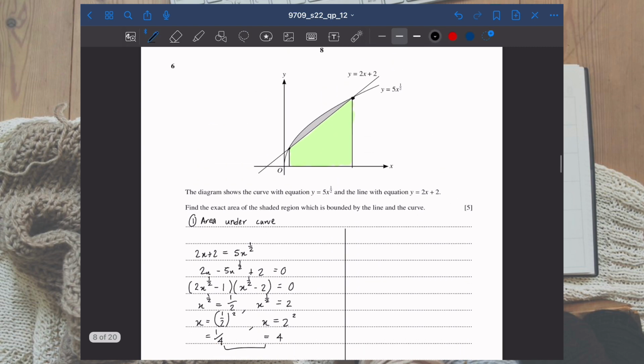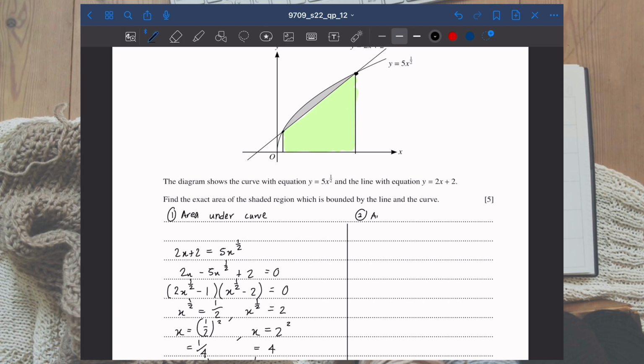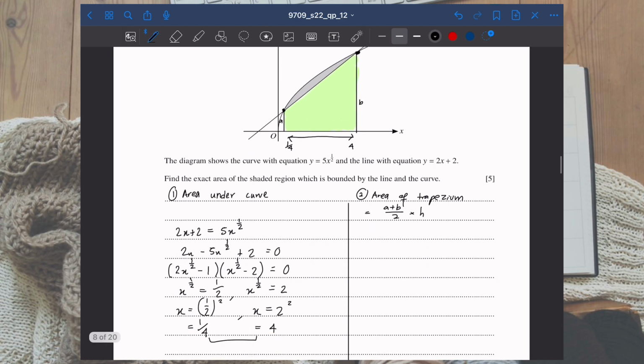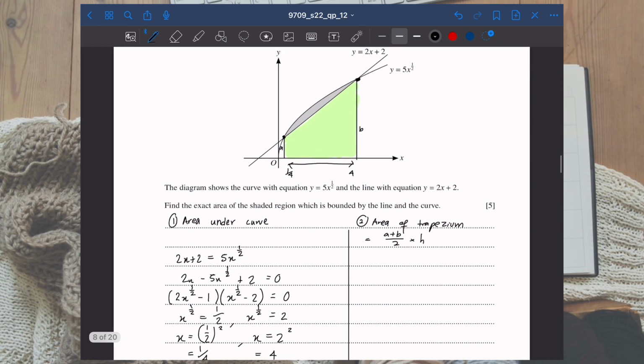So for area of trapezium, you'll have (a plus b) over 2 times your height. So your height will be from 1/4 to 4, and your a and b will be the y-coordinates of your respective points. So you'll need to find the y-coordinates.